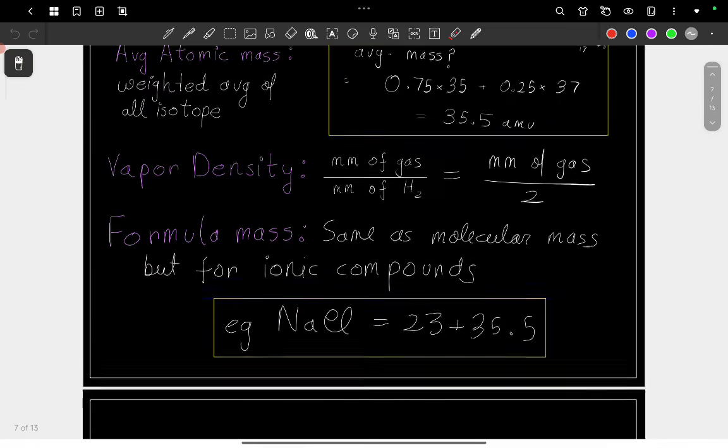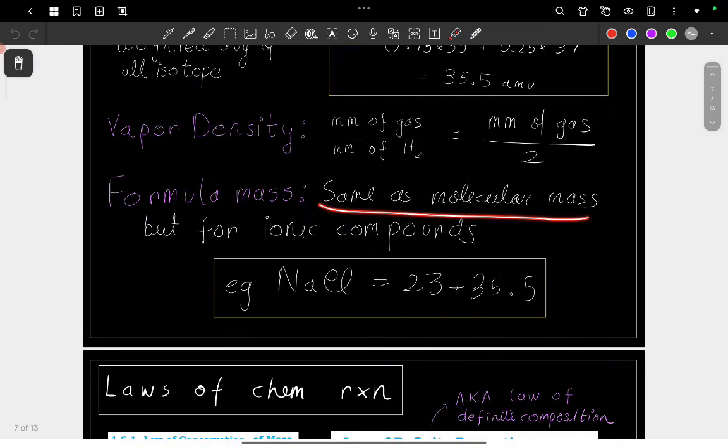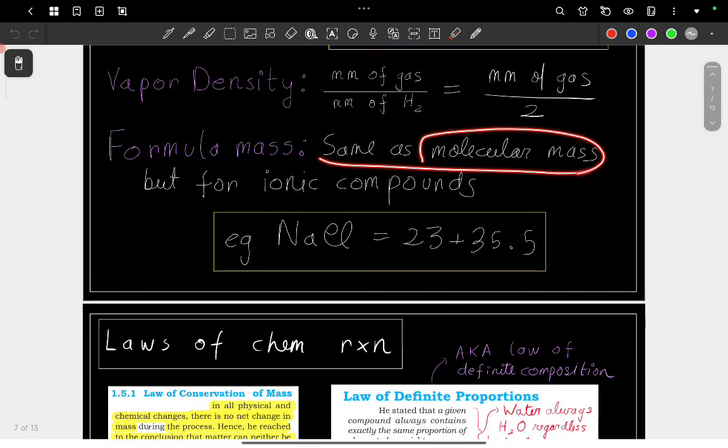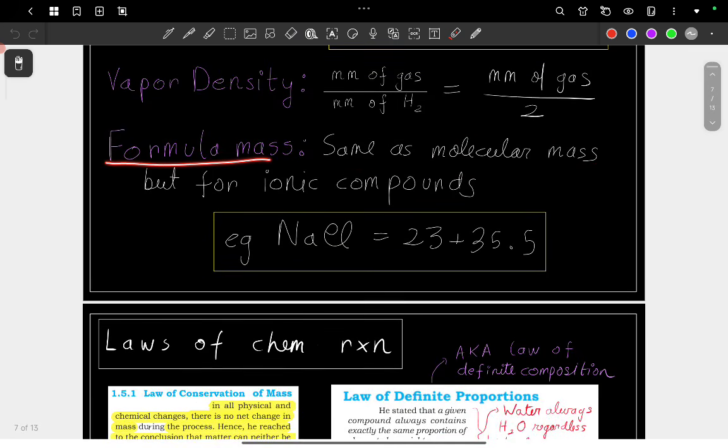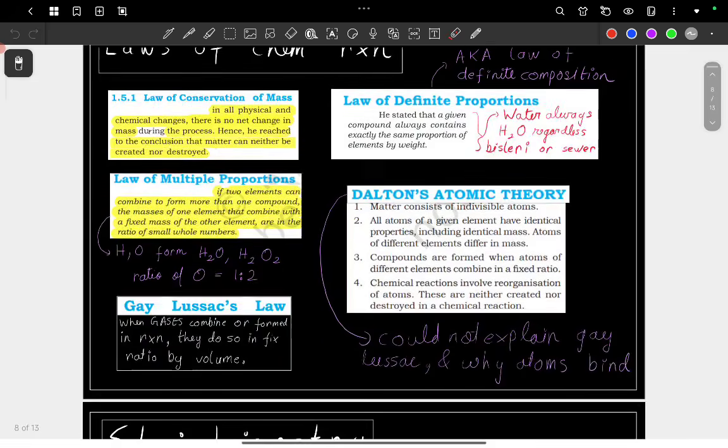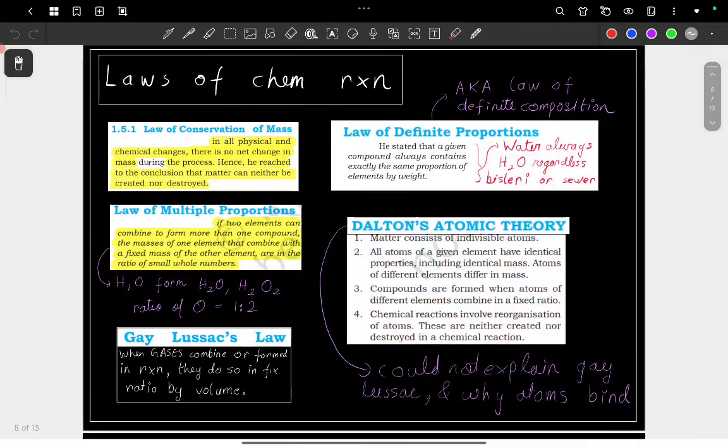Now what is formula mass? Well, it is the same as molecular mass, nothing's different, but we prefer to call it formula mass for ionic compounds. Now let's learn about chemical reactions.